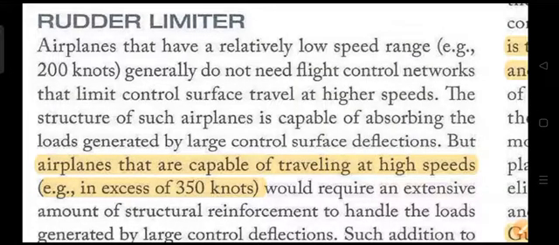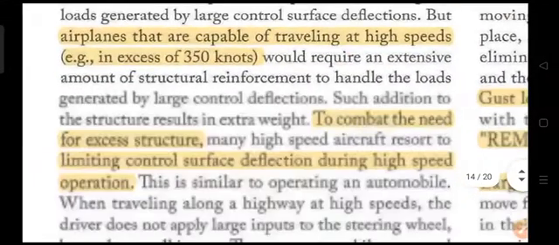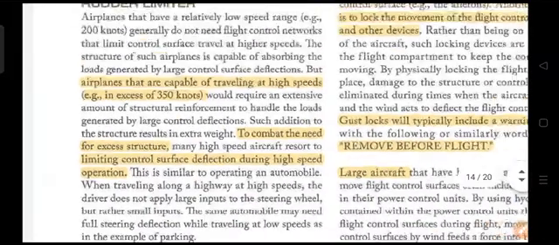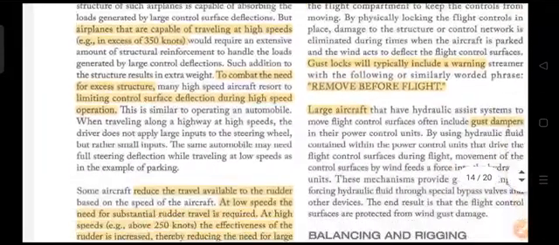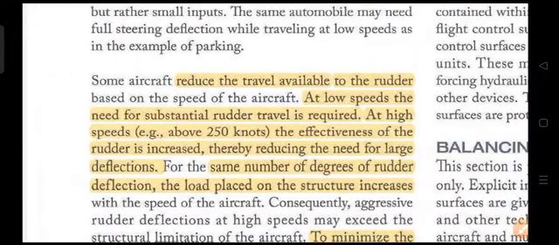Then you have got rudder limiters. Now what is this rudder limiter? Airplanes are capable of traveling at high speeds, in excess of 350 knots in some cases, right? To combat the need for excess structure, control surface deflection is limited during high speed operation. Which means, if you are at very high speed, and in part 1 also I have told you this, you should reduce the movement of your control surface.